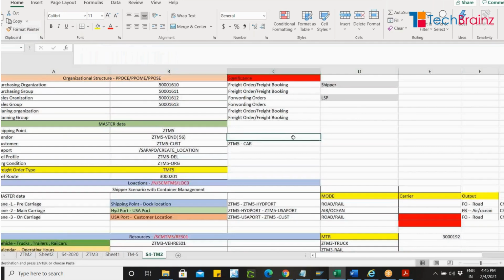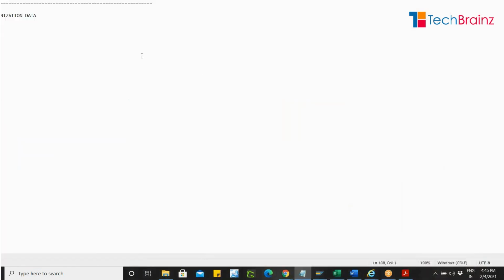Go ahead, no worries, guys. I'm just trying to make you understand what kind of organizational data we would be requiring. First, do we require a company code, company and company codes? And we would be requiring a plant. Yes. And we would be requiring your purchasing organizations, and your sales organizations, and your shipping points. Correct, right?